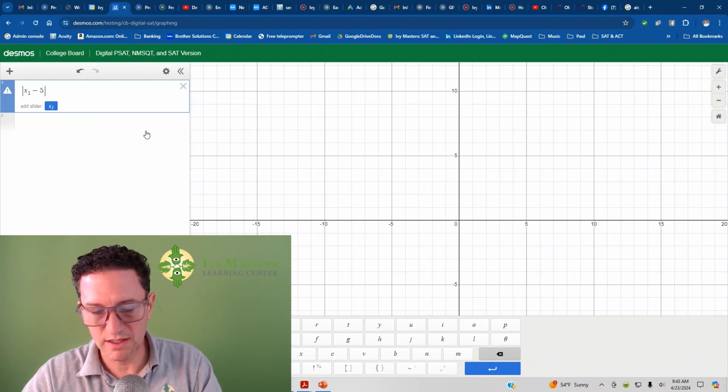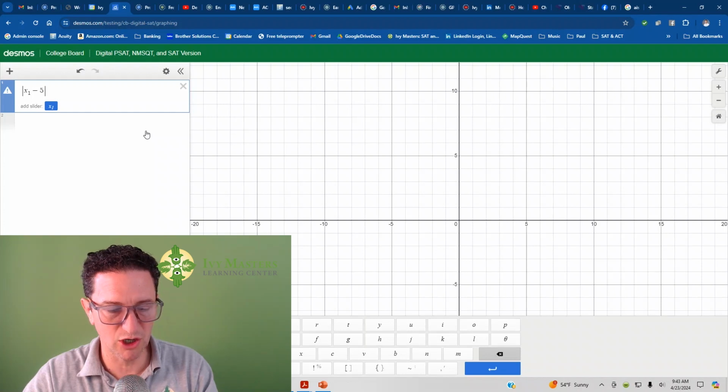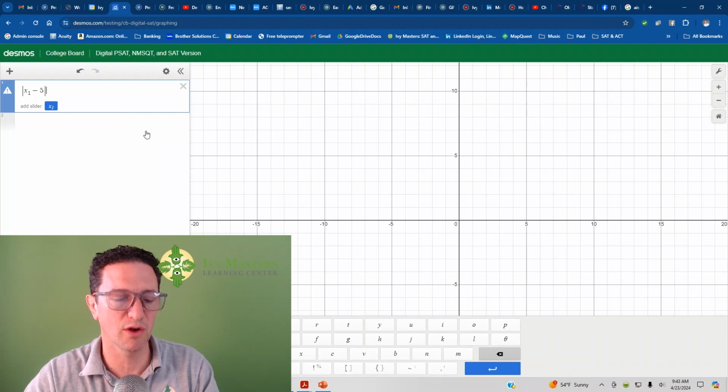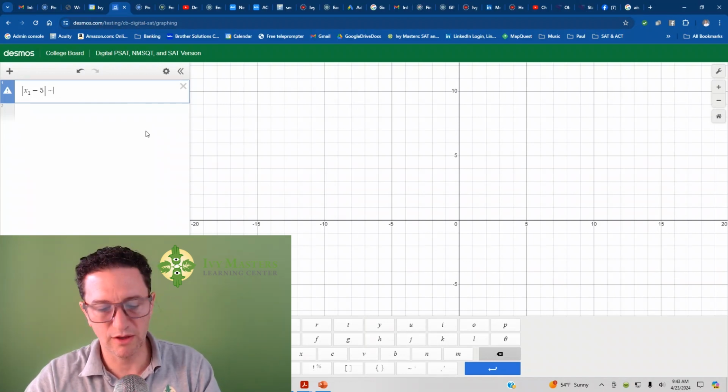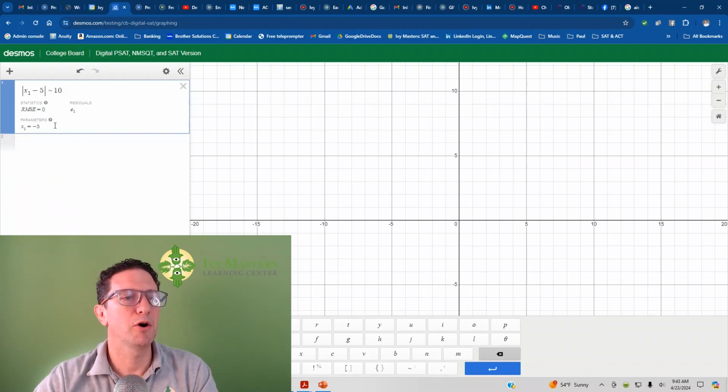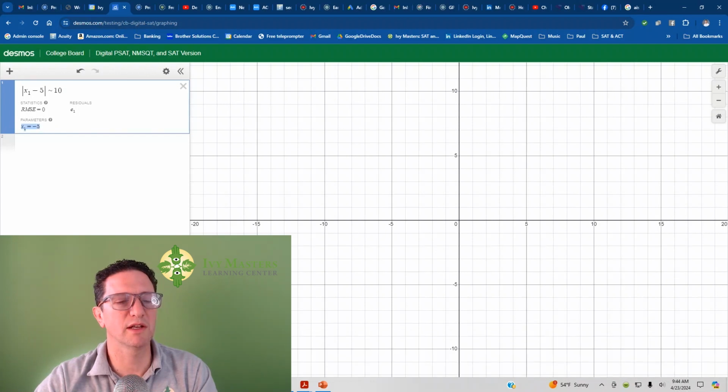And then instead of equals, I'm going to use a tilde by doing Shift and hitting the button below the escape button, above the tab, on the upper left of your keyboard. You get the tilde, put the 10 in, boom, X is negative 5. That's your answer. Mark it, move on.